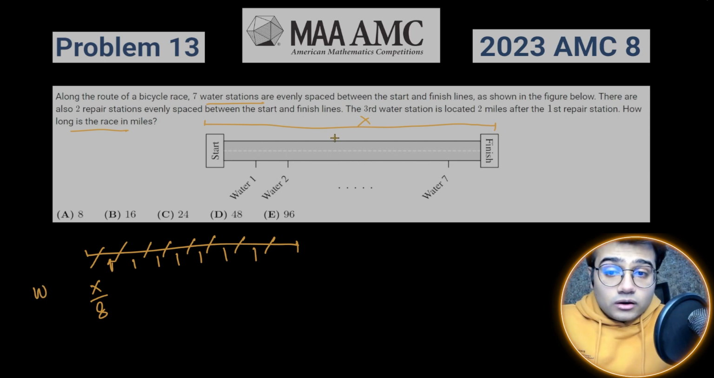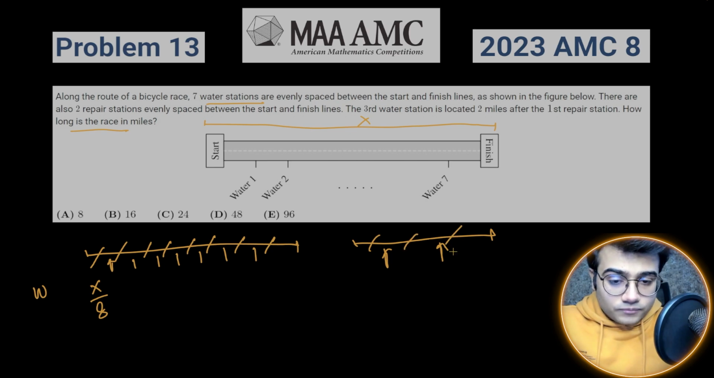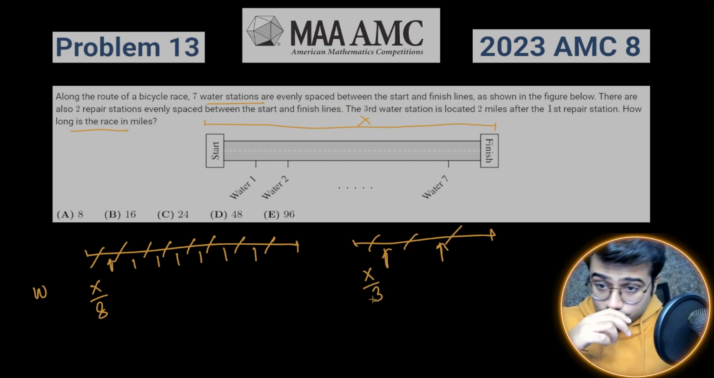Now we have 2 repair stations as well. Again, on a straight line, if you put 2 repair stations, it's going to break it down into 3 equal parts. So if the total distance is X, then each of these gaps is X by 3. Now that we have that information, let's see what else they have told us.